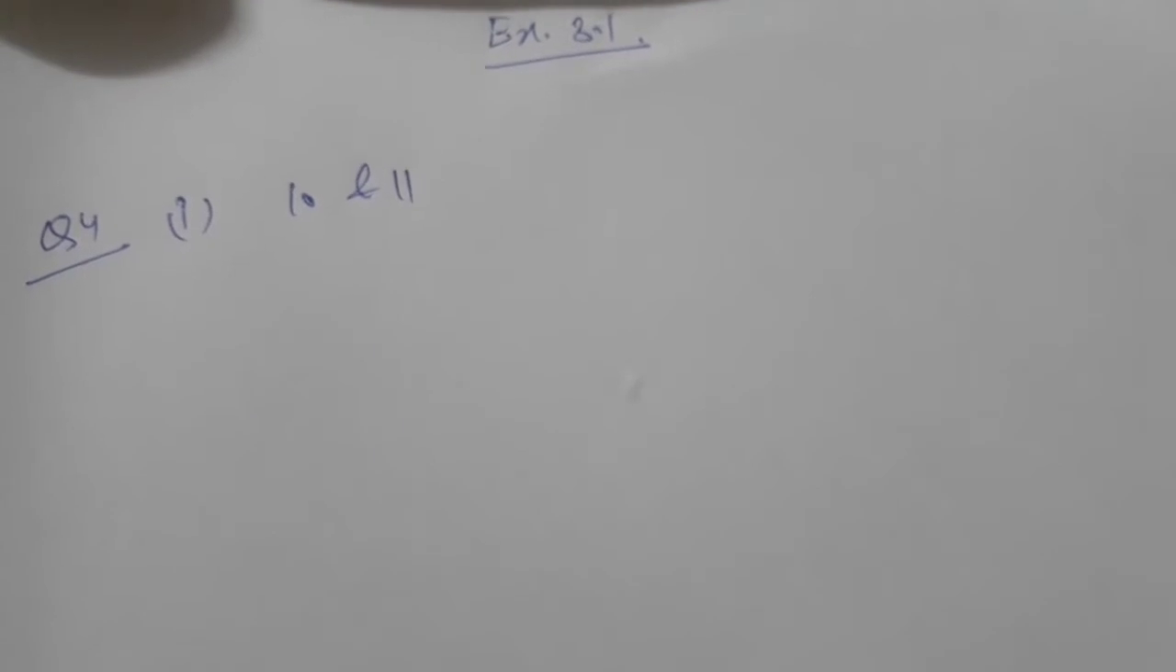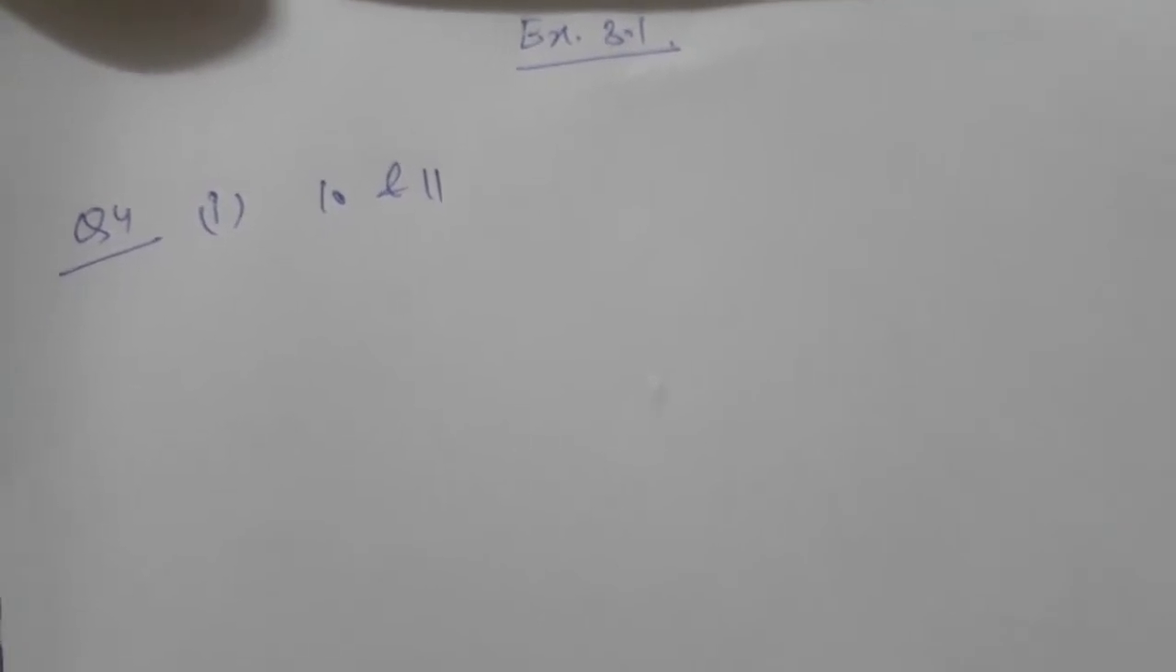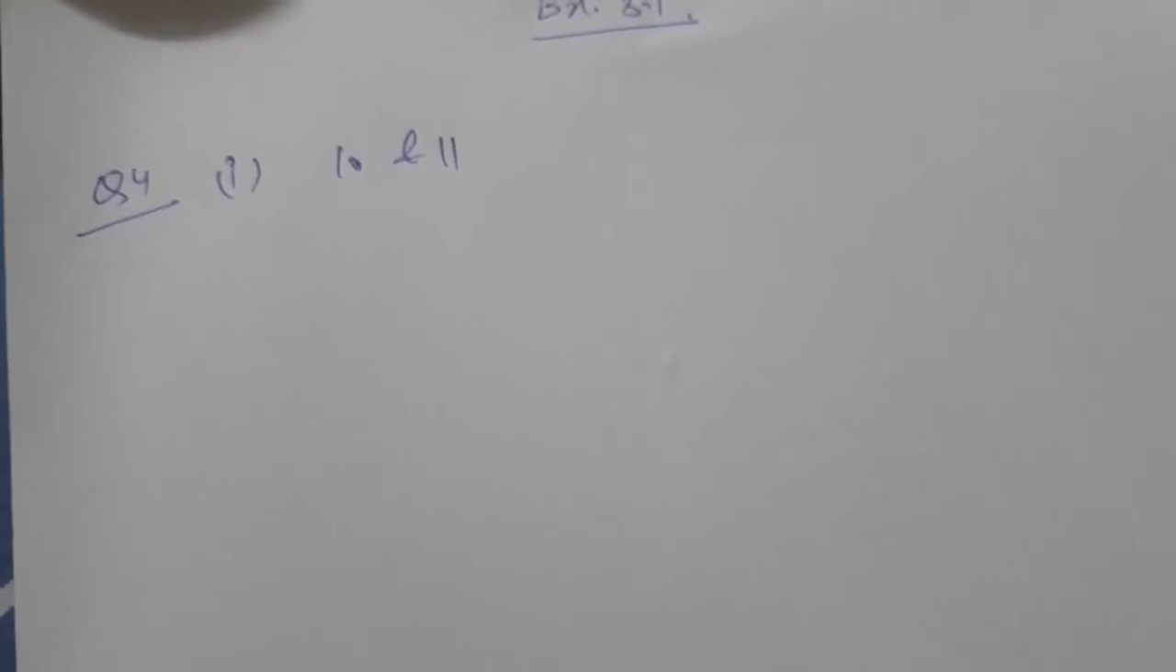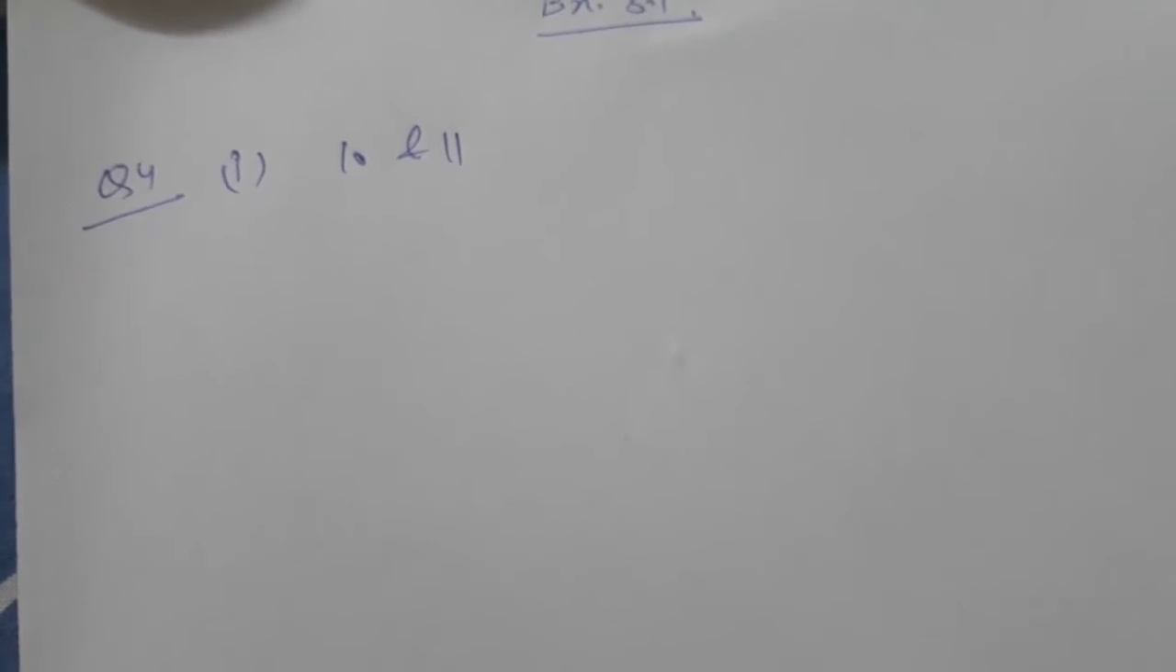In question number 4, first part of exercise 3.1, we have to find the numbers which are lying between the squares of the given numbers. The first part is 10 and 11. So we have to find the numbers lying between the squares of 11 and 10. As we know, 11 has the square 121 and 10 has the square 100. So we have to find the numbers lying between 121 and 100.